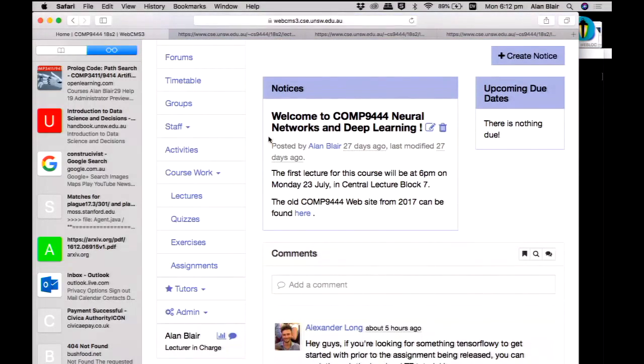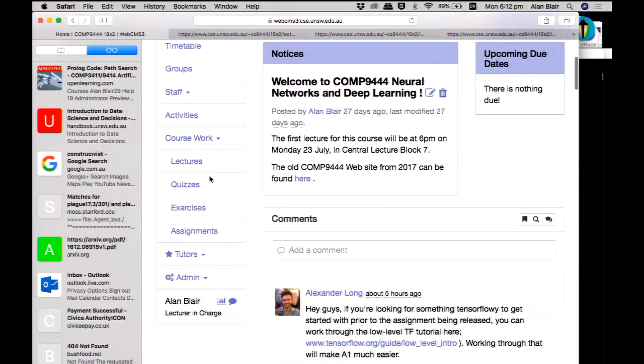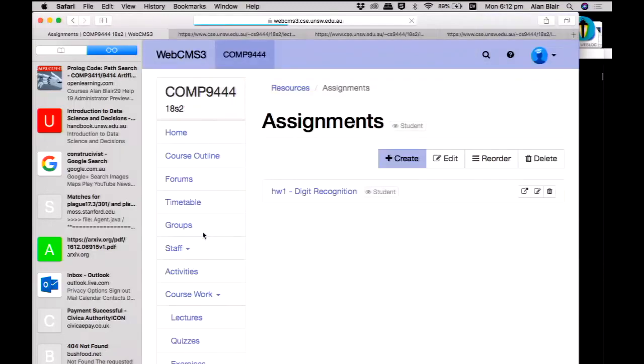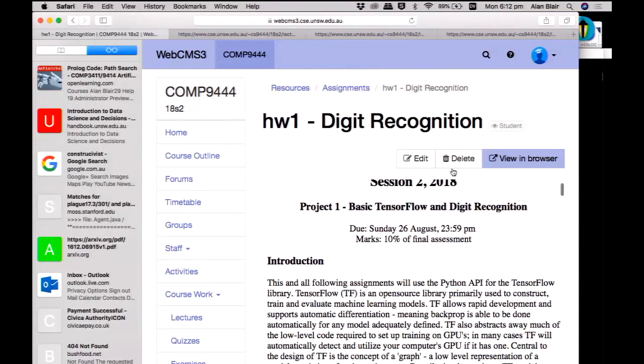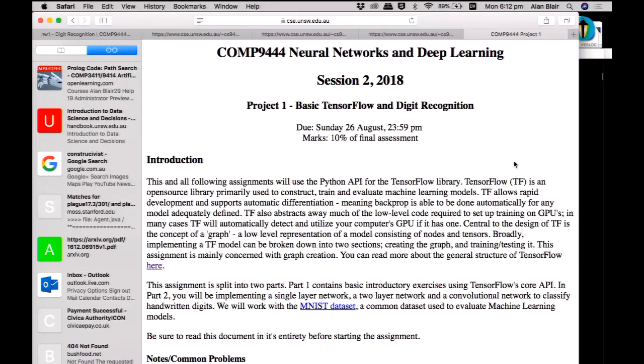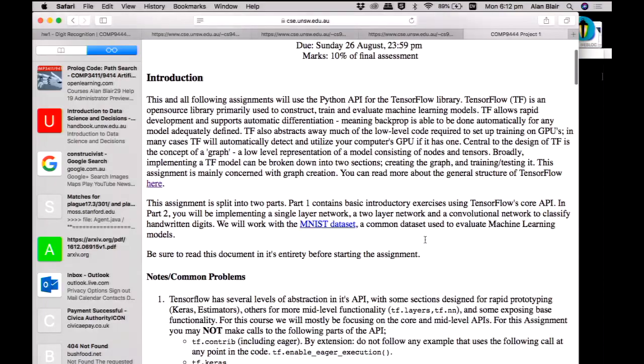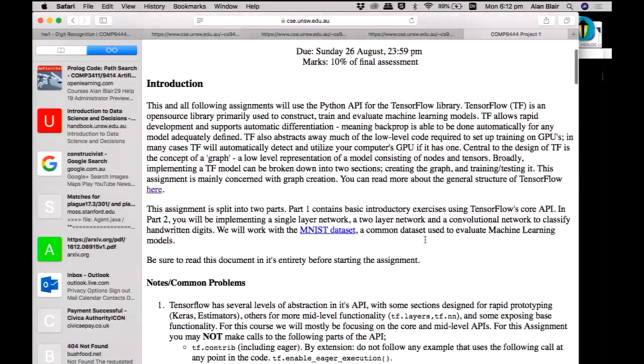So we've just released the first assignment. If you go to the course website, you can see these lectures, quizzes, and exercises, and here's the assignment. It's to get you started with TensorFlow. So have a look at this. We've got links here.